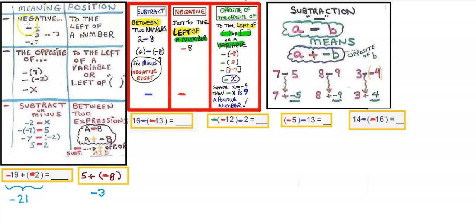Now that we understand the difference between negative, opposite of, and subtract, for some students this seems to be an over explanation. But let's attack some simplifying of arithmetic expressions. Let's start down here. Negative 19 plus negative 2. We got two negatives and we're adding them together, and we just add them together and we get the answer negative 21.